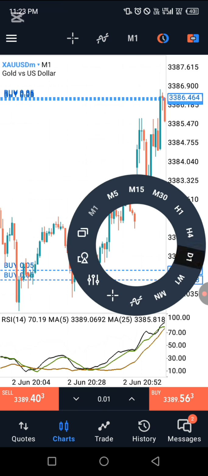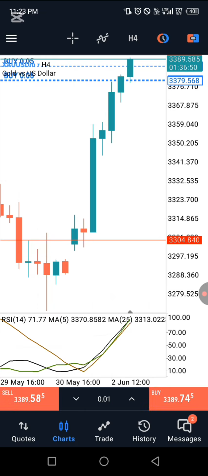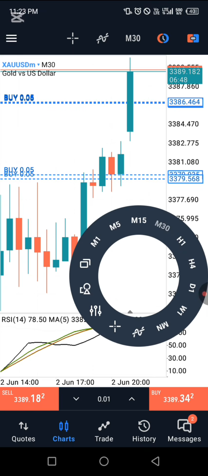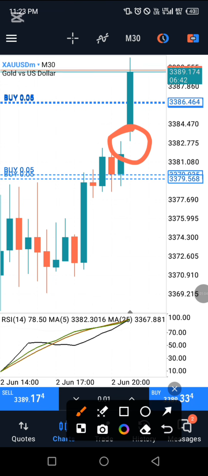Let me switch to the daily time frame. You see what I'm talking about? That gap is showing you that we have entered a new day. This gap you see here is trying to indicate that we've entered the Asian session. It simply means that we've entered the Asian session.